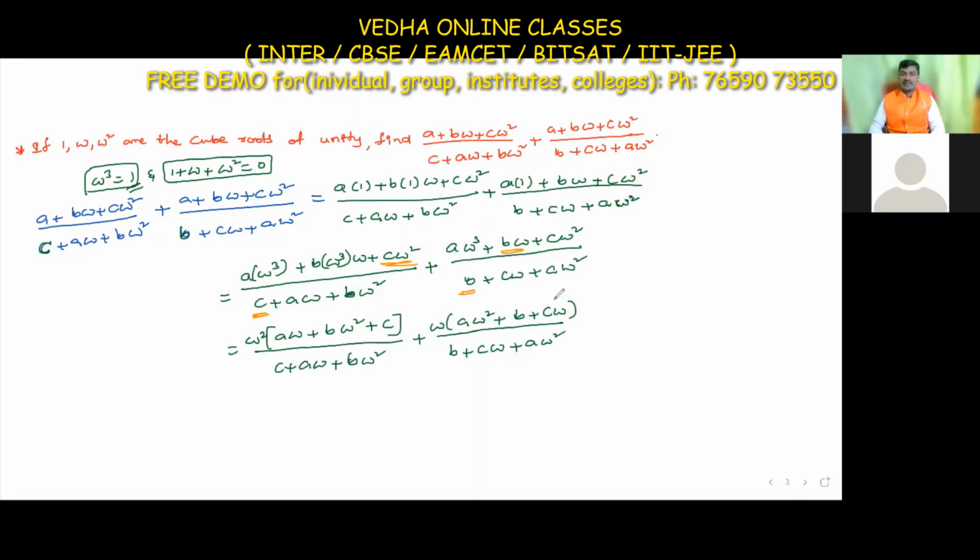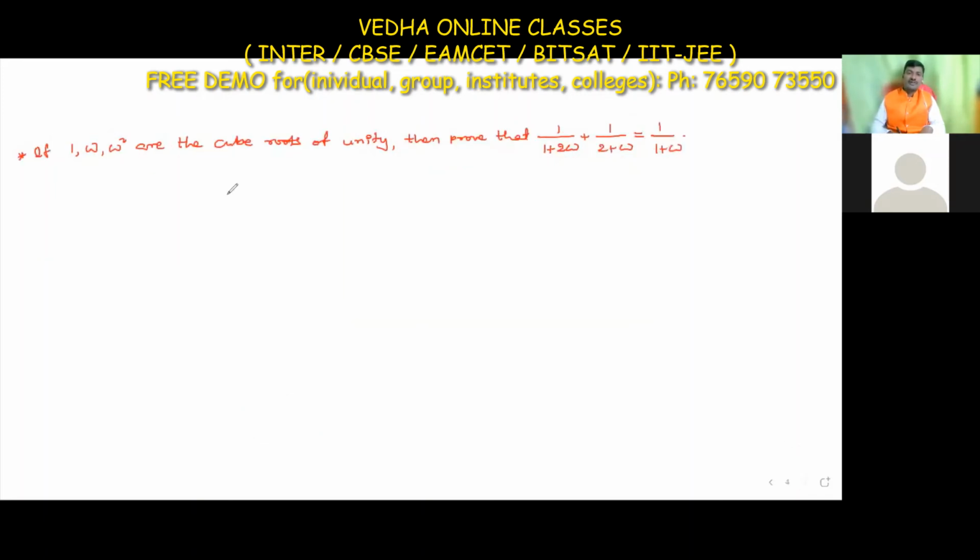Now check it. A omega square plus B plus C omega is same. Here also C, A omega, B omega square equal. So we can cancel. Then remaining is omega square plus omega. What we get, omega square plus omega is minus 1. Write it, minus 1. So what is the final answer? Minus 1 is the final answer. Understood? Yes, sir. Okay, so we'll go to next question.